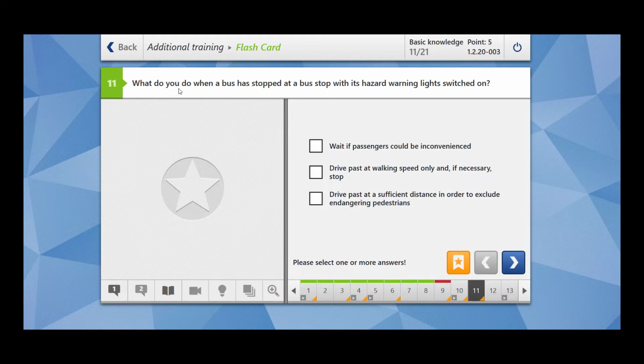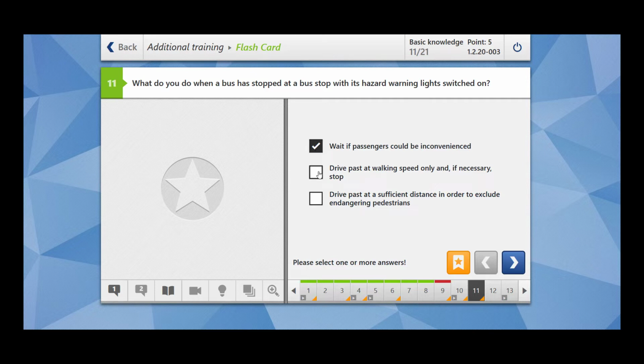So pedestrians may run across the road to the tram stop island to catch the tram. What do you do when a bus has stopped at a bus stop with its hazard warning lights switched on? So the bus is not moving and its hazard warning lights are on. What do you have to do? Wait if passengers could be inconvenienced. This is correct. If you are causing any kind of inconvenience to the passengers, then you have to wait.